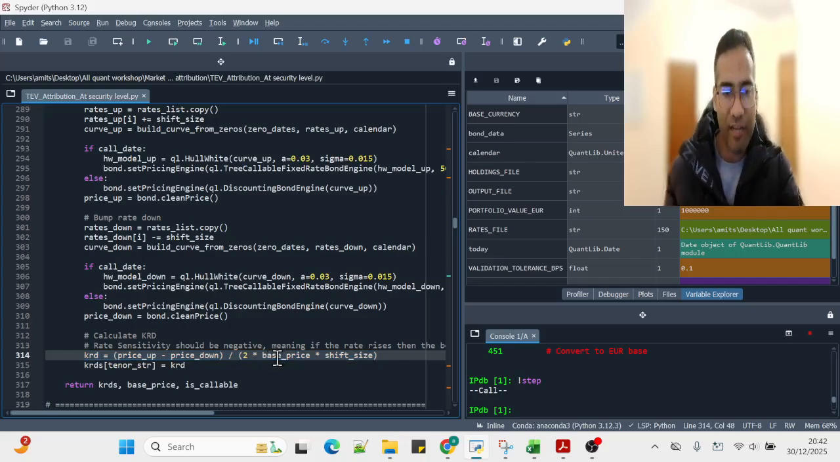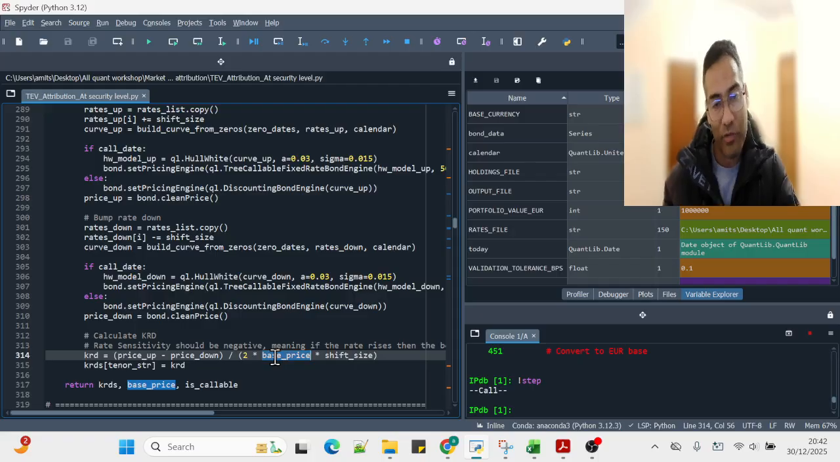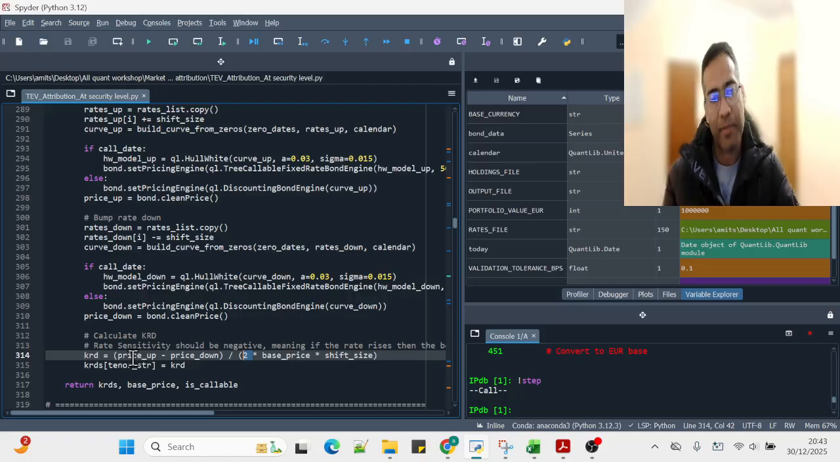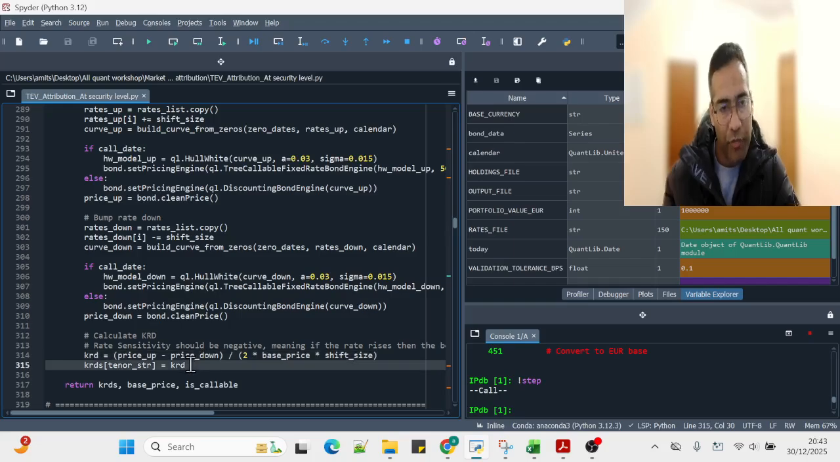It is the simple duration formula, the central formula. Why is it called the central formula? You see, I am dividing by base price. It is normalized by base price. That's why it is the central formula: price up minus price down by shift size. Why did I multiply by 2 in the denominator? Because there are two deviations. It's not like you took one base price and subtracted it from price up. There are two deviations actually. That's why it is 2 in the denominator. So that's how you calculate your KRD.